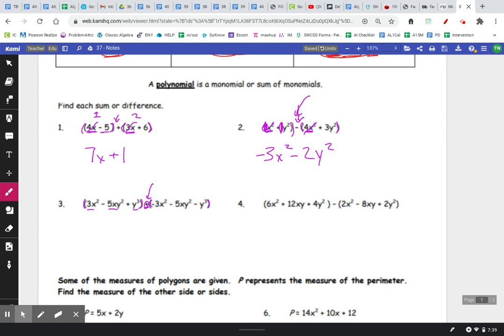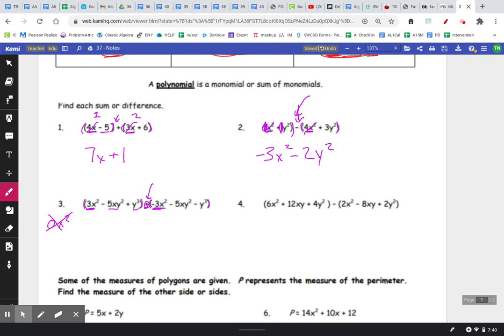Okay, so I'm just going to start from left to right. This is 3x squared. Are there any x squareds over here? There are. Negative 3x squared. So now I'm just looking at the coefficients. 3 plus negative 3 is 0. I don't have any x squareds left. I just lost them all. I do not need to write 0x squared. I don't write that. They're gone. All of my x squareds are gone.